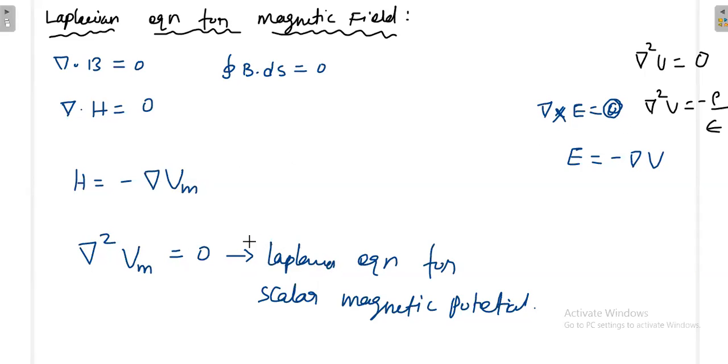Now, what is the vector magnetic potential? This is very important. Scalar magnetic potential you may or may not remember, because in the exam they generally don't ask questions from it. But vector magnetic potential is very important, because antenna theory itself begins from the vector magnetic potential. That's why in the exam they will mostly ask vector magnetic potential.